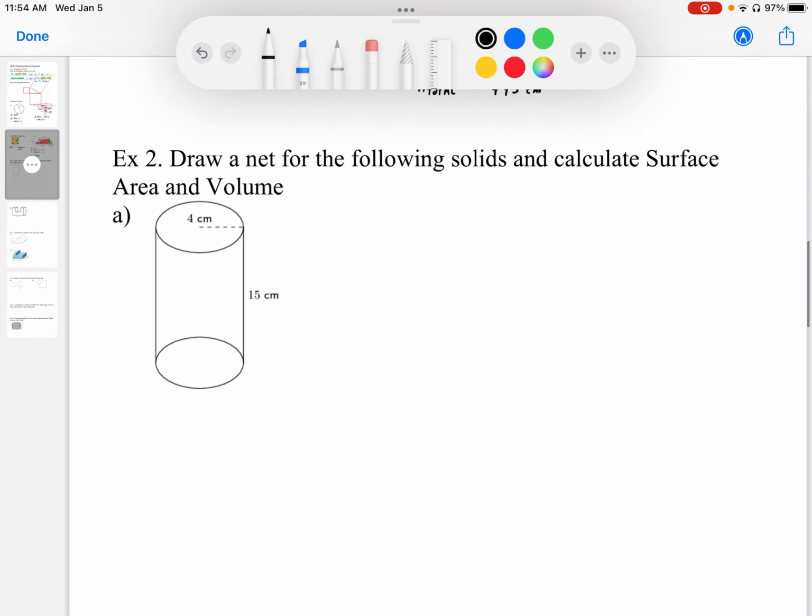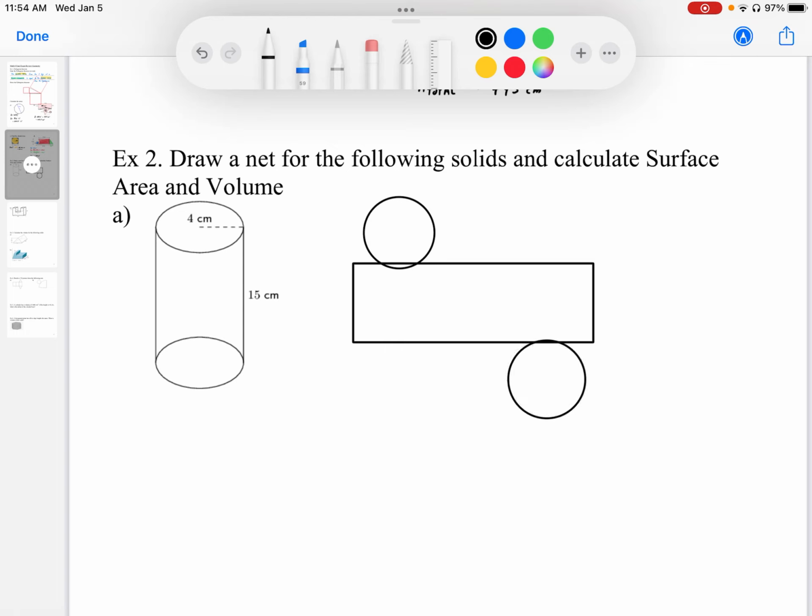For the cylinder, we need to first of all draw a net. So a cylinder net is going to be a rectangle. That's going to give us a side surface, and then we have a circular top and a circular bottom. Okay, so we need to find out the area of the 3 surfaces, and we'll do the volume afterwards. So the surface area is going to be based on this 4 centimeter radius circle. I'm just going to shade that. Then we have 2 of those, so I'm just going to shade both of those in red.